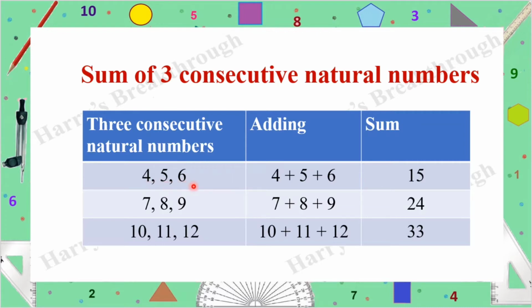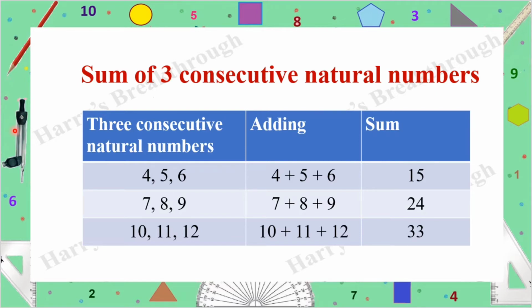So let's add these three numbers. 4 plus 5 plus 6 is equal to 15. And let's take another three consecutive natural numbers, 7, 8 and 9. 7 plus 8 plus 9 is equal to 24. And third example, 10, 11, 12. 10 plus 11 plus 12 is equal to 33.